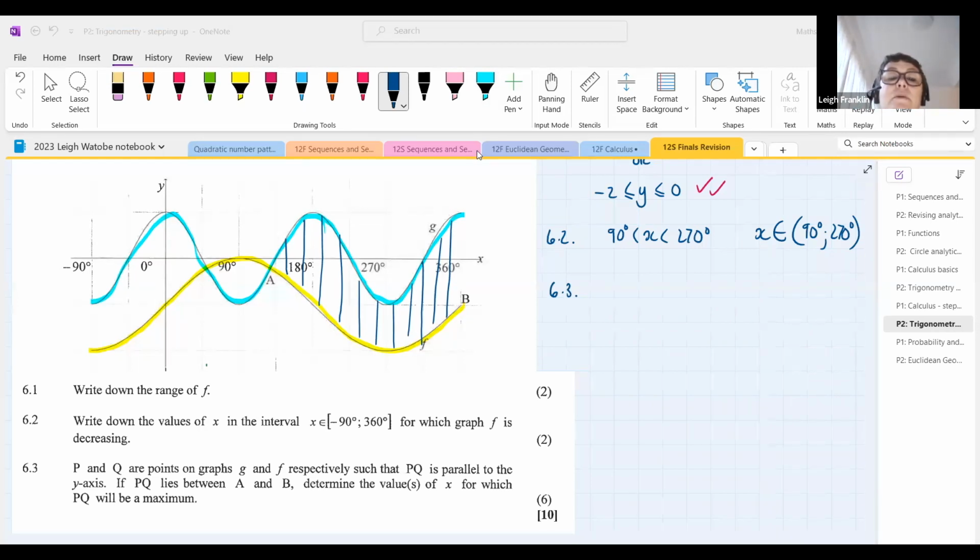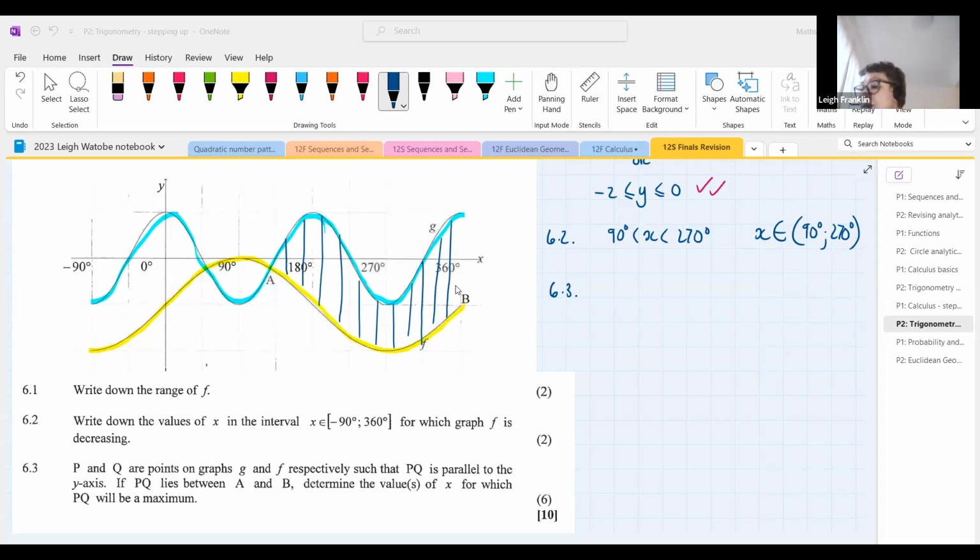Correct. So it's not a y equals, Linda. It's going to be an x equals, exactly. Okay, it's a vertical line. All right. So they want to know the value of x at which the maximum length of the line occurs.